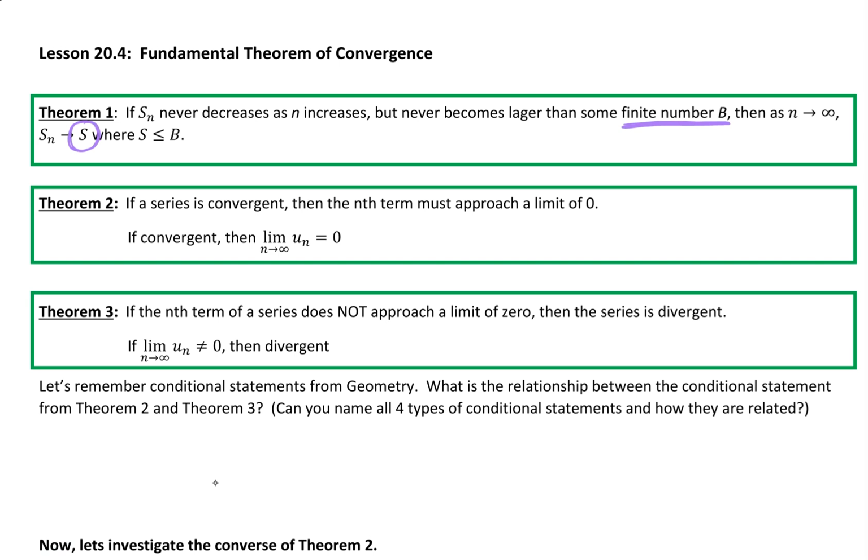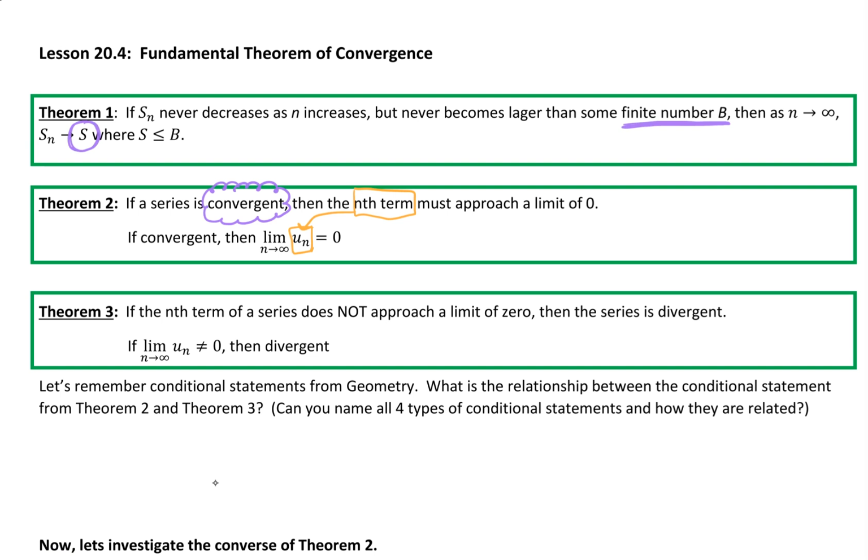All right, Theorem 2 and Theorem 3 are very, very important theorems, and these theorems are often misunderstood. So Theorem 2 says if a series is convergent, so we must know that the series is convergent in order to use this theorem, then the nth term, which we know is notated in this text as u sub n, must approach a limit of 0.